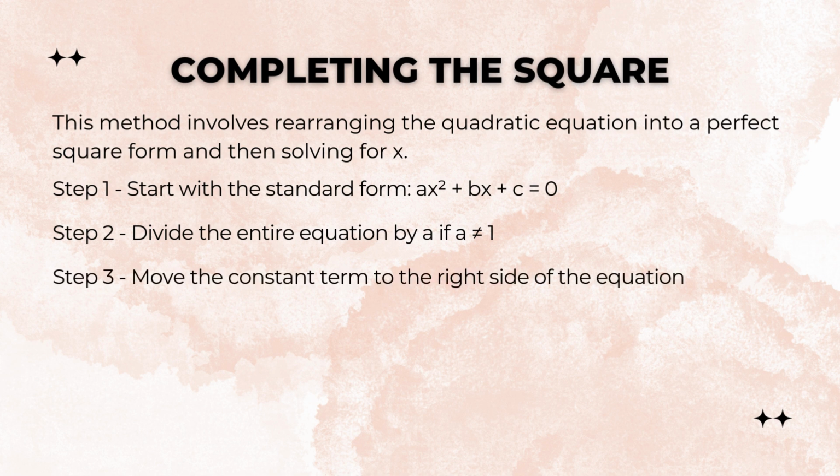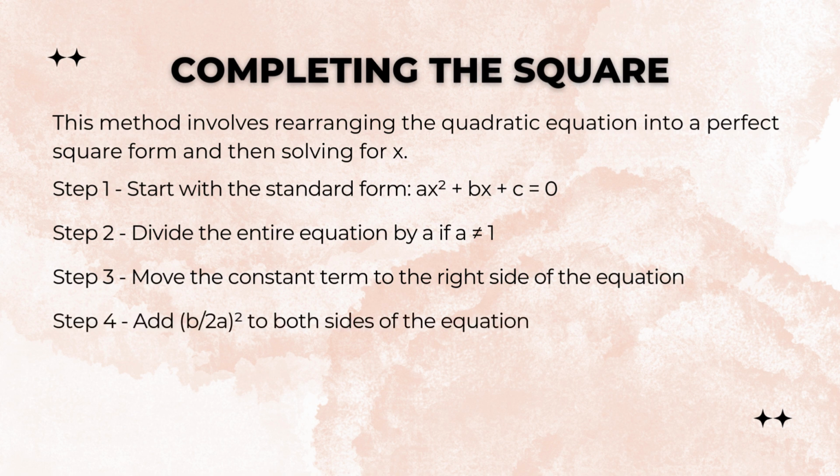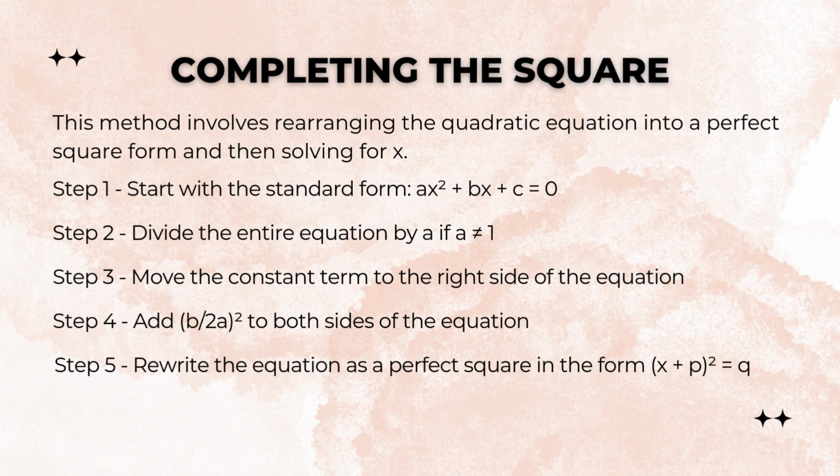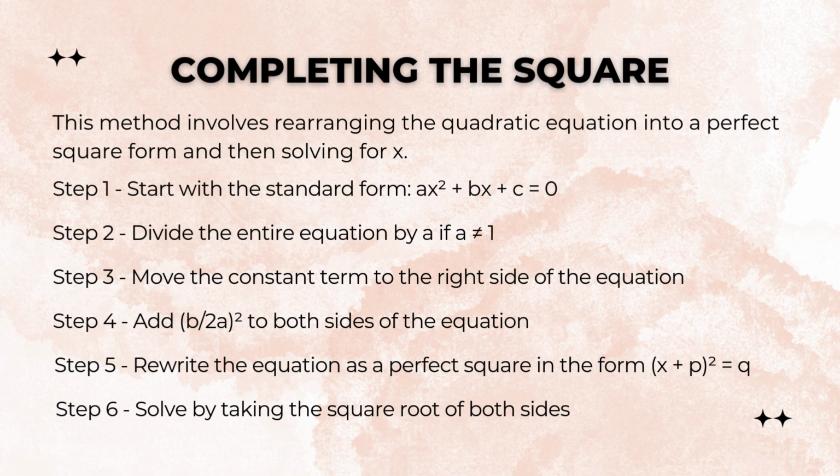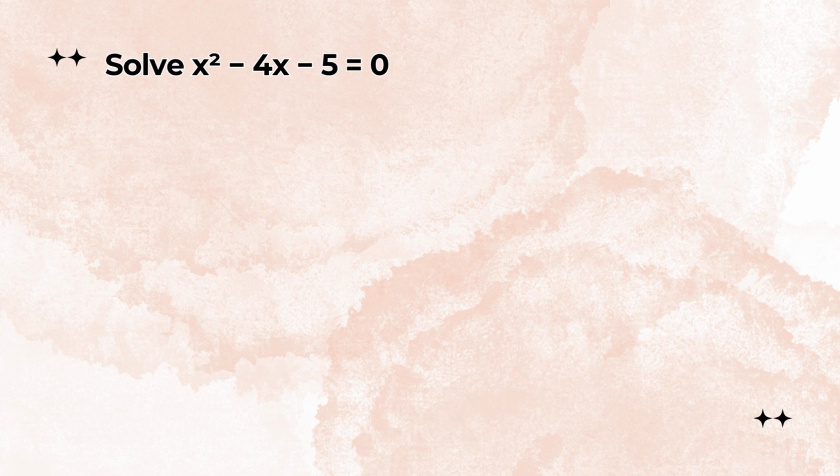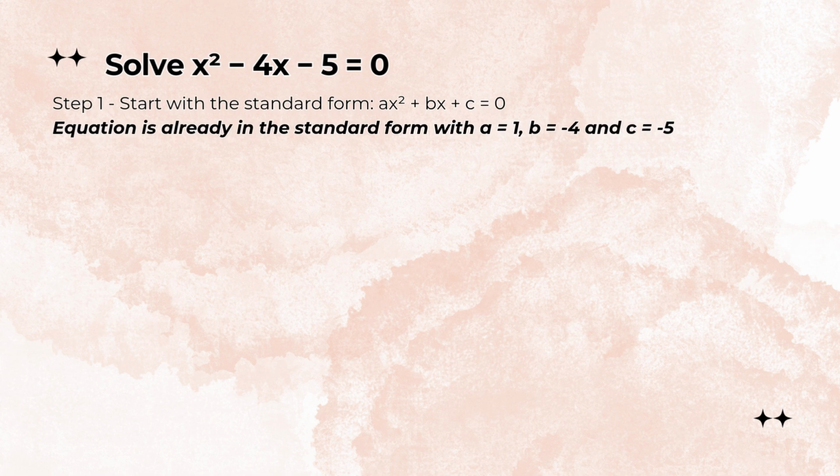Step 3. Move the constant term to the right side of the equation. Step 4. Add the square of b divided by 2a to both sides of the equation. Step 5. Rewrite the equation as a perfect square in the form x plus p whole square equal to q. Step 6. Solve by taking the square root of both sides. Let us now solve the quadratic equation x squared minus 4x minus 5 equal to 0 using the completing the square method we discussed earlier.